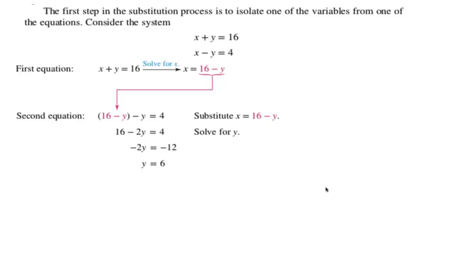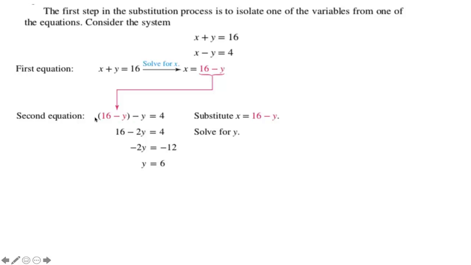Again, isolate one variable. For example, I want to take the top equation and solve for y, or in this case actually solve for x. So x is 16 minus y, and I take this and plug it into the x value of the other equation. Notice this expression from the first equation is plugged into the second equation right here, the x value. So 16 minus y is 4. This is the second equation.